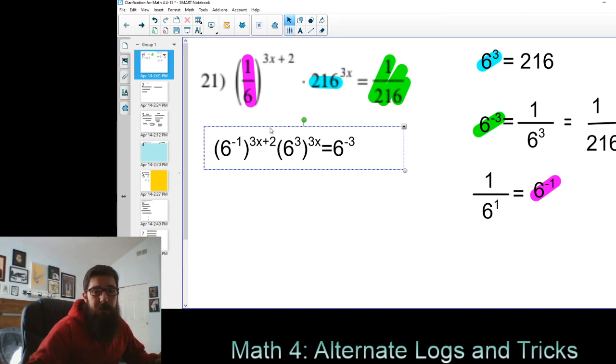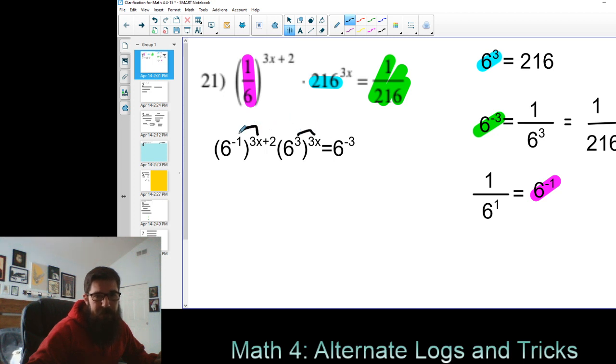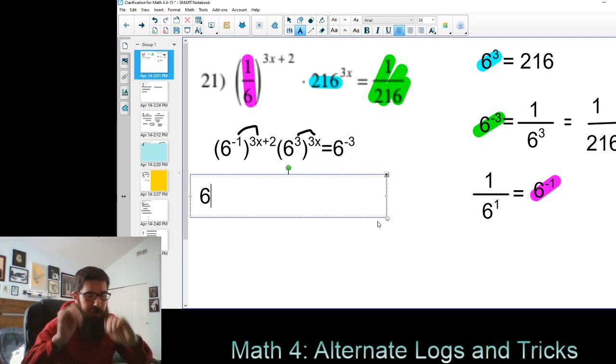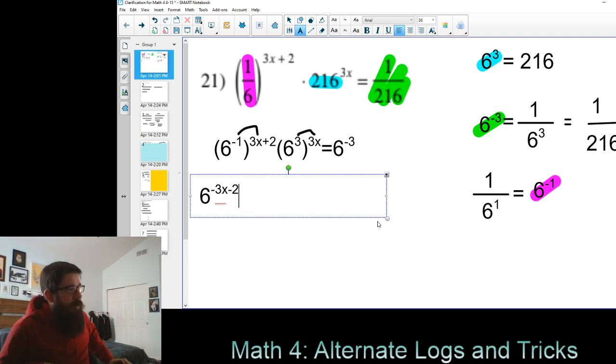I've got a little bit of distribution to do here. I have a power raised to a power right here. So that's going to go in and multiply, and then this one's going to go in and multiply as well. What that's going to clean up and turn all of this into, that first term is going to be 6 raised to the, I have a -1 times all of 3x plus 2. That's going to give me -3x minus 2. It's basically a negative times everything. It's going to flip all of those.